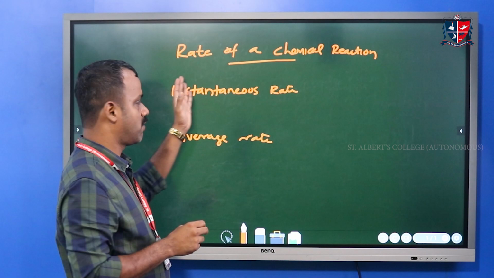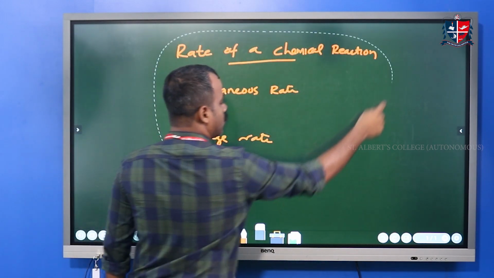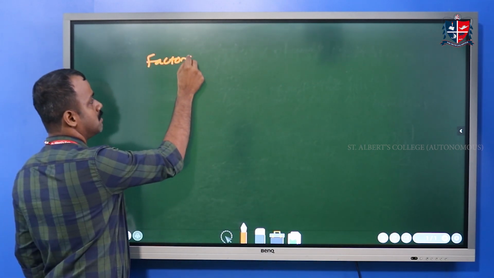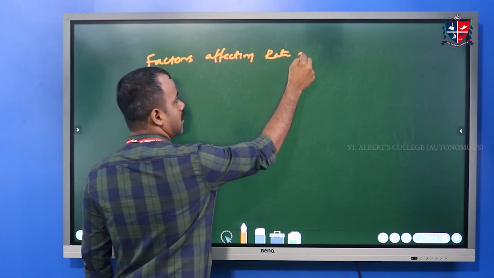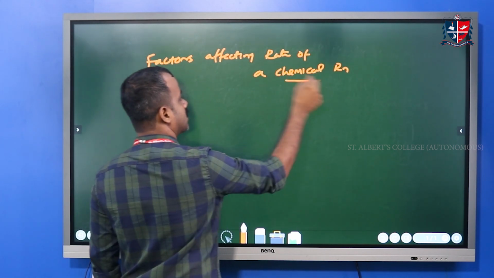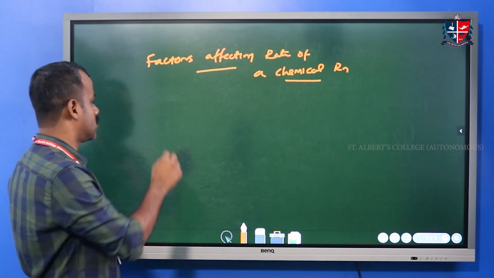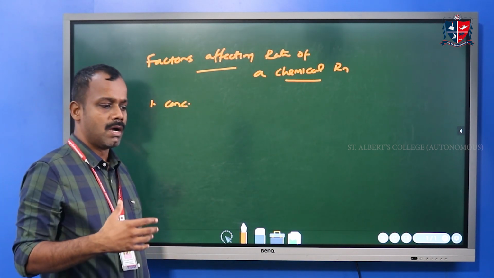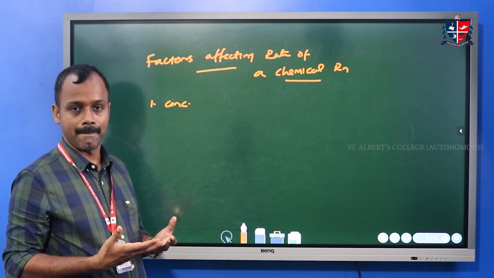Okay, so this is about the first topic, rate of a chemical reaction. Now we move on to the factors affecting the rate of a chemical reaction. What are the factors affecting the rate of a chemical reaction? The first one is concentration. Rate of a chemical reaction depends on concentration. As concentration is high, the rate of a chemical reaction will also be high.